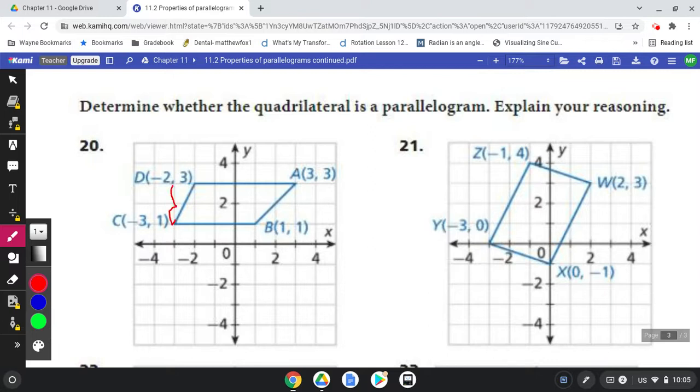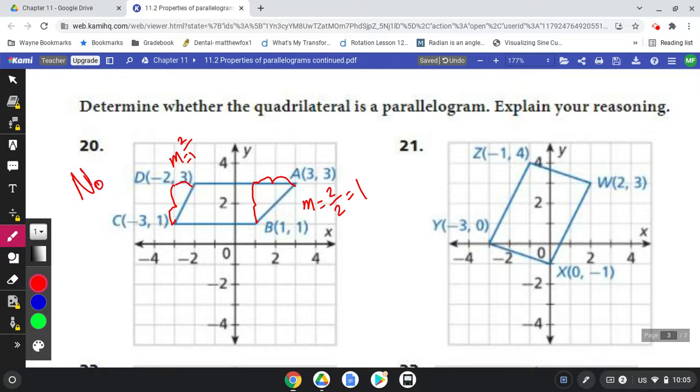So if we look here, this is up 1, 2 over 1. So that has a slope of 2 over 1. Our next one, up 1, 2 over 1, 2. That would have a slope of 2 over 2, which reduces to just 1. 2 and 1 are not the same. So is it a parallelogram? No.